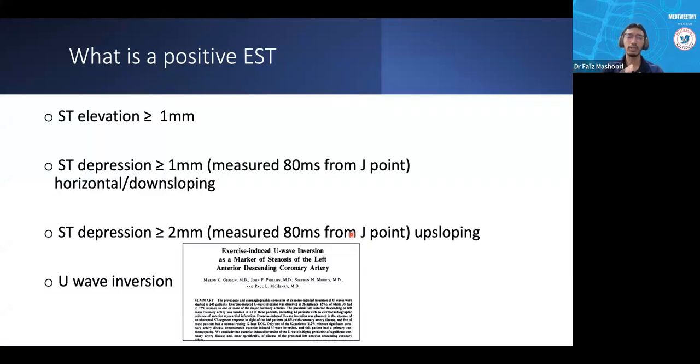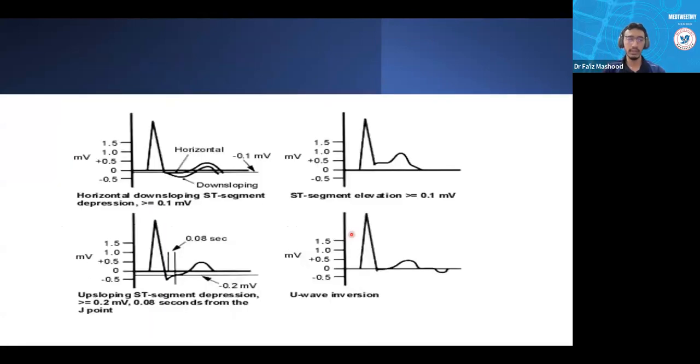And now we go to the ST depression. I think this is the most misinterpreted part of EST, the ST depression. So before we proceed, we need to understand ST depression. We have 3 types of ST depression. Either it's a horizontal ST depression, or down-sloping ST depression, or up-sloping ST depression. Okay, we go on to the next slide.